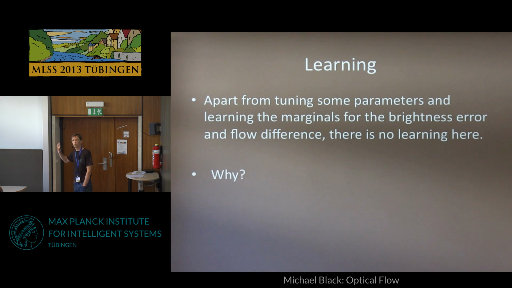So apart from tuning some parameters and maybe learning some marginal statistics, there really hasn't been much learning in this field. And so why, okay, now that you've seen this presentation of the sort of classical formulation, do you have some ideas of why machine learning hasn't been used more? Well, number one, there wasn't training data before, but now that we have some training data, are there places where you think you could start to think about machine learning?